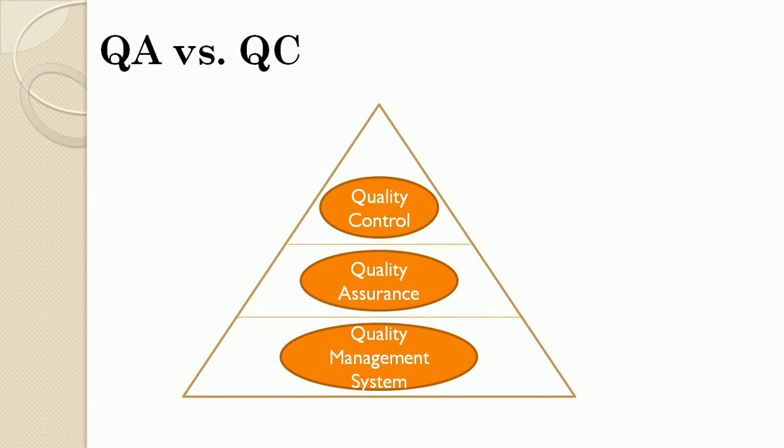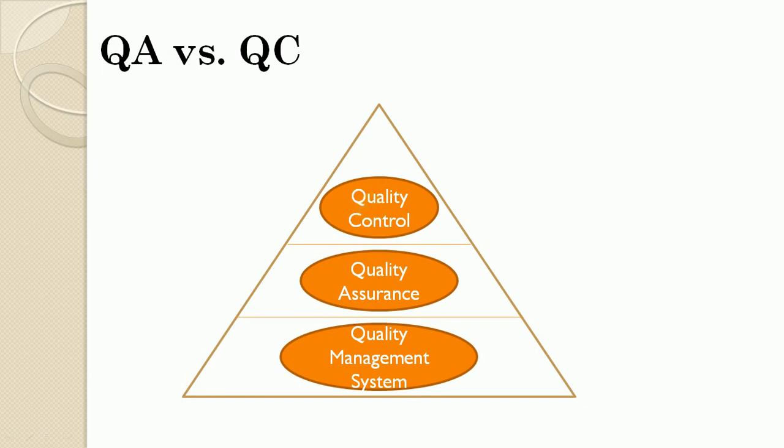So the basic difference between QA and QC is that QA is process oriented, QC is product oriented. In terms of defects, QA is all about defect prevention activity, and QC is all about defect detection and correction activity. QA is also referred to as verification, QC is referred to as validation.